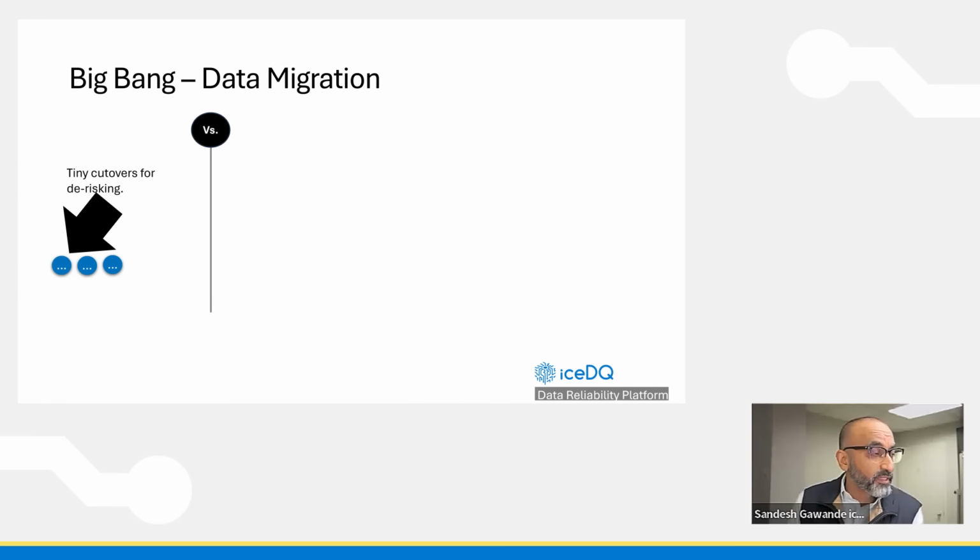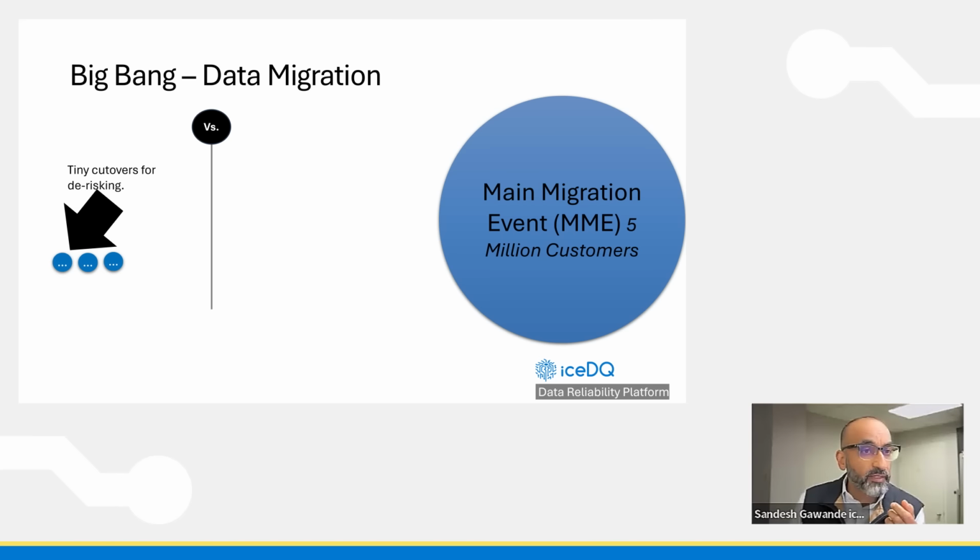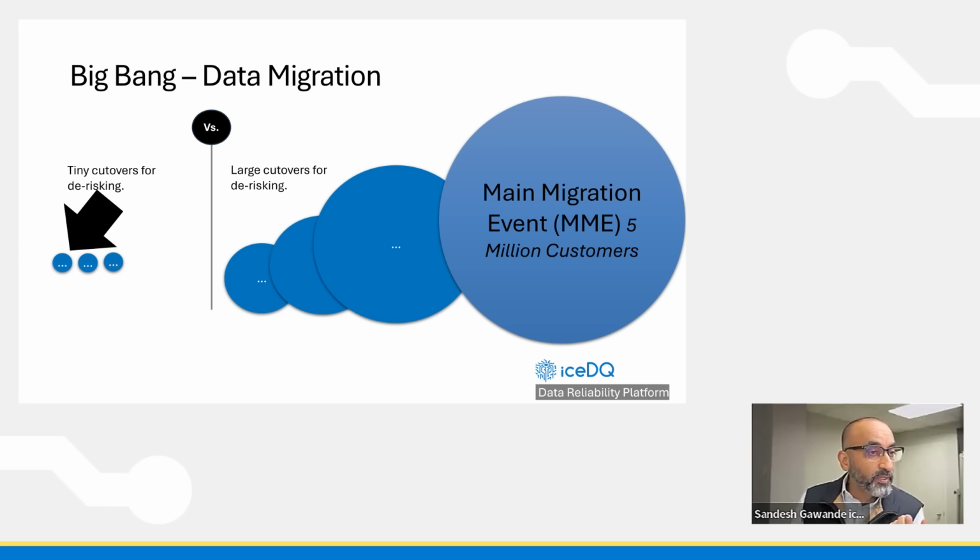One of the things they did is they did a very small cutover migration, and then suddenly they decided to migrate millions of customers in one day. You should never do that. Ideally, you want to de-risk the migration by doing bigger and bigger migrations, coming to the final big migration. But they didn't follow it, and then there was an issue.